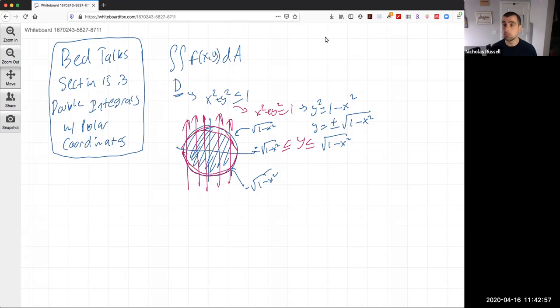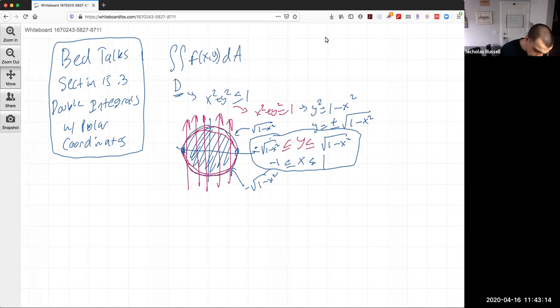Okay? Now, where would my x be going from if I was to describe this? Well, it's just the leftmost point and the rightmost point. So I'm always going from negative 1 to 1 here. And so that's how I can describe my region.